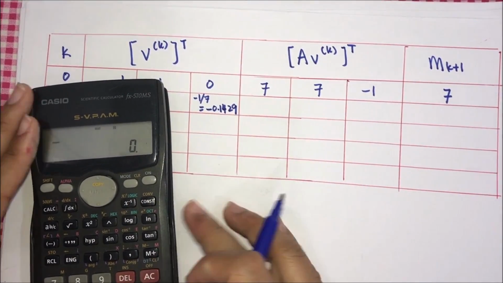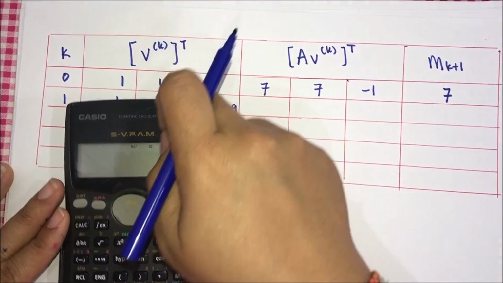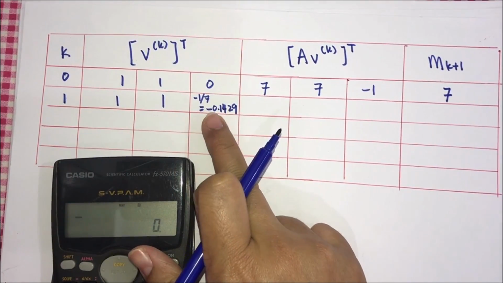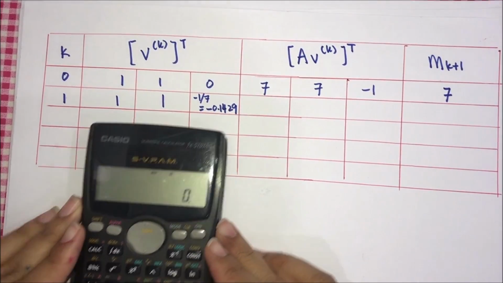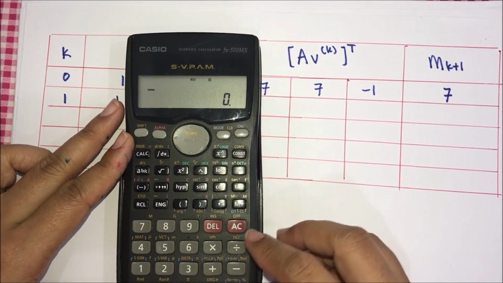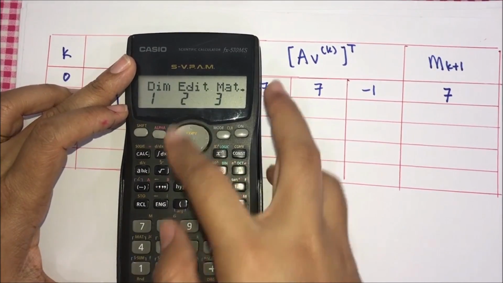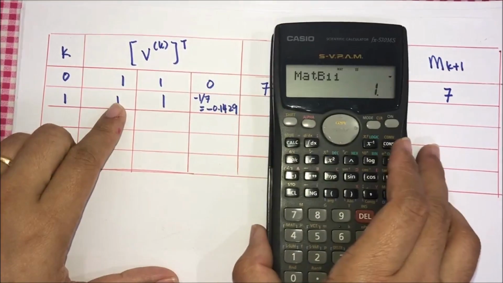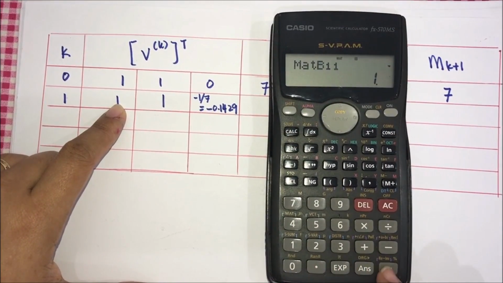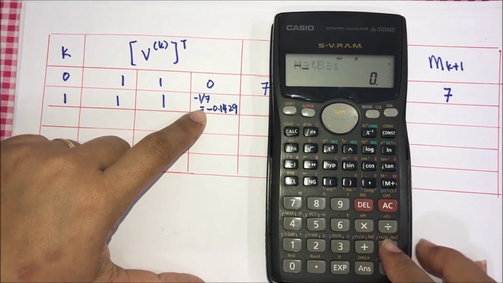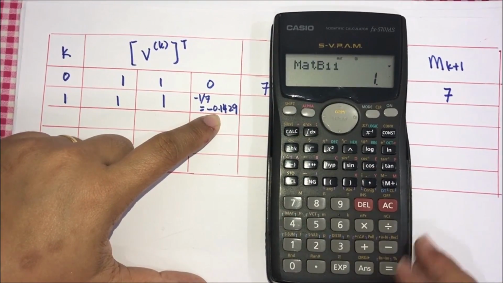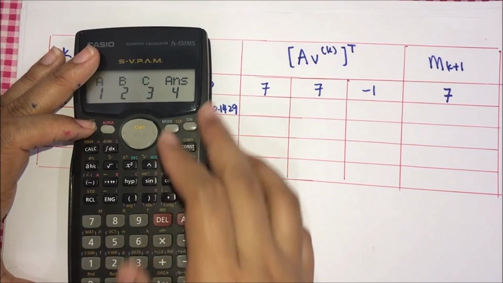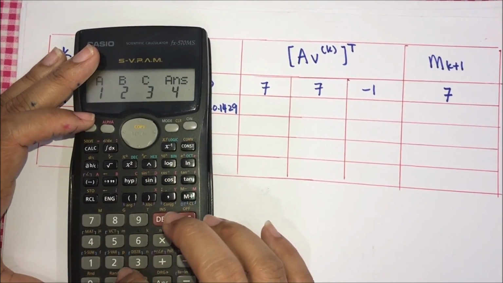Now matrix A is still the same, but your matrix B has already changed from 1, 1, 0 to 1, 1, negative 0.1429. So now you have to key in your matrix B again. Shift 4, dim, matrix B, 3 times 1. So matrix B is 1, 1, and this one is negative 0.1429. Then we multiply matrix A times matrix B.